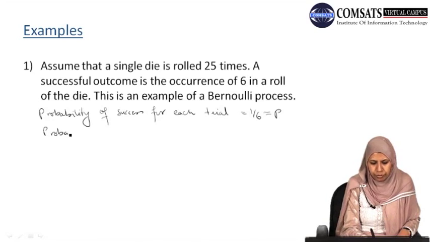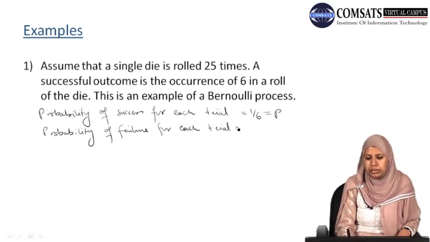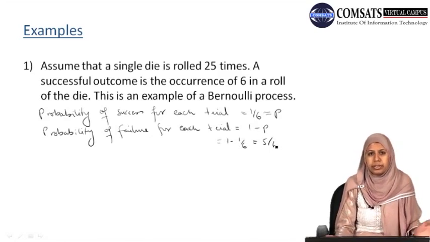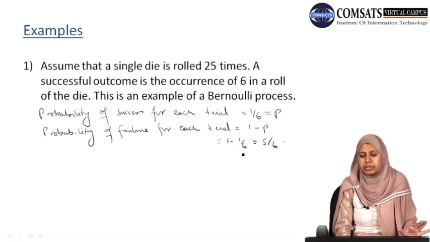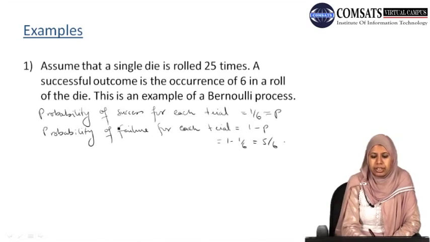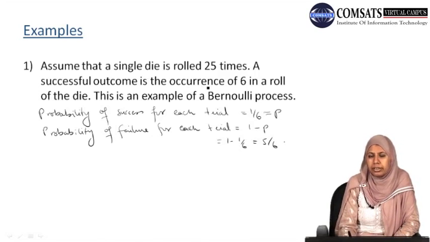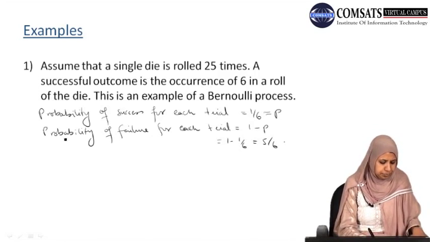So the probability of failure, that is the small q, for each trial will be 1 minus p, which is 1 minus 1/6, which is 5/6. So in each trial, the probability that we will not obtain 6 is 5/6. And we can see that these successive rolls of the die, 25 times or even 100 times, are independent trials.